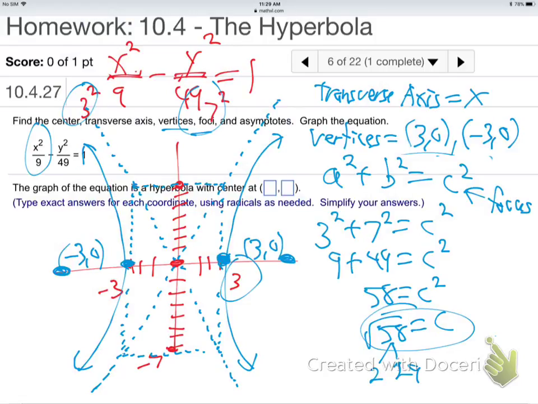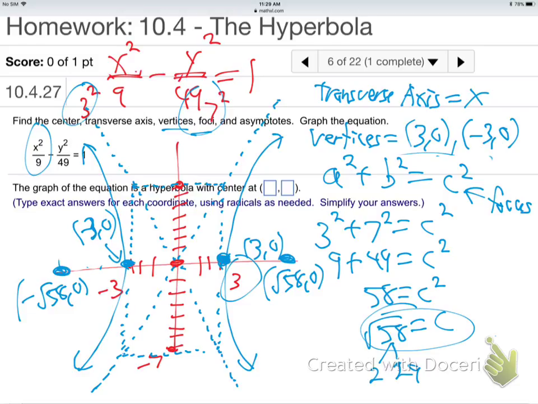So we got c is the root of 58. That means this is root 58, 0. And this is minus root 58, 0. This point here is minus 3, 0. Everybody with me on that? Those are the two focus points. So the Pythagorean Theorem, a squared plus b squared is c squared, generates the two focus points, square root of 58. It's always inside the branches.